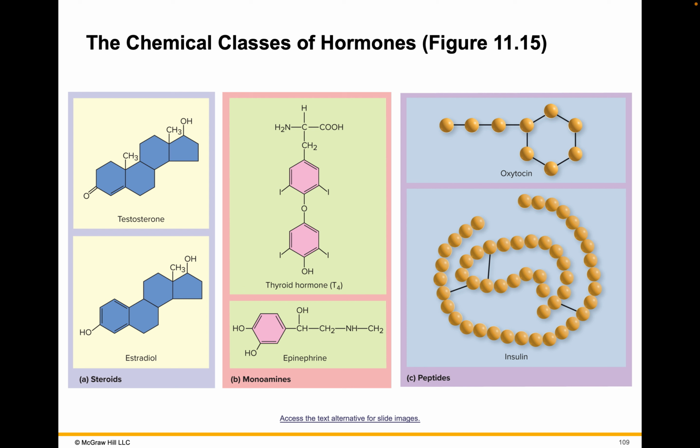A look at the chemical classifications of hormones. So there are three main groups that we can put all hormones into, and those three groups are the steroid hormones, the monoamines, and the peptides.